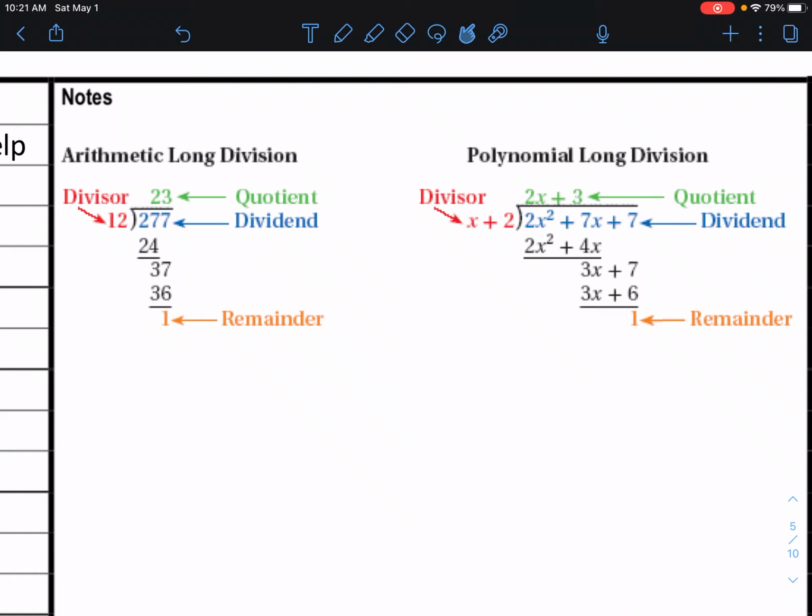Now, on the right is the same thing, but written in polynomial form. You'll notice 1, 2, my divisor, 12. This has a coefficient of 1, and there's 2. And then my dividend on the left is 277. Well, right here is also 277. If you look at the dividend there, you can see the coefficients are 2, 7, and 7. And you'll notice that all the way down, they match up.